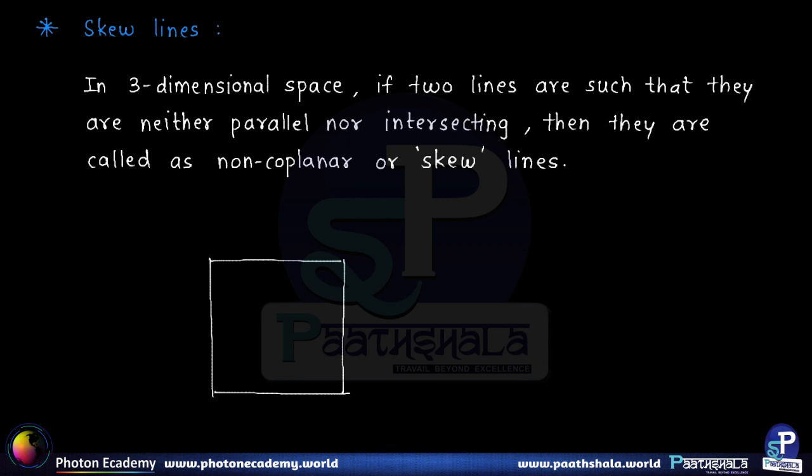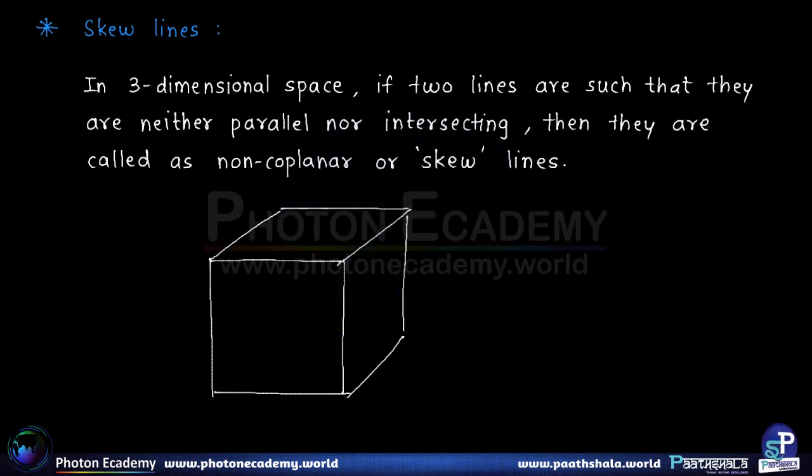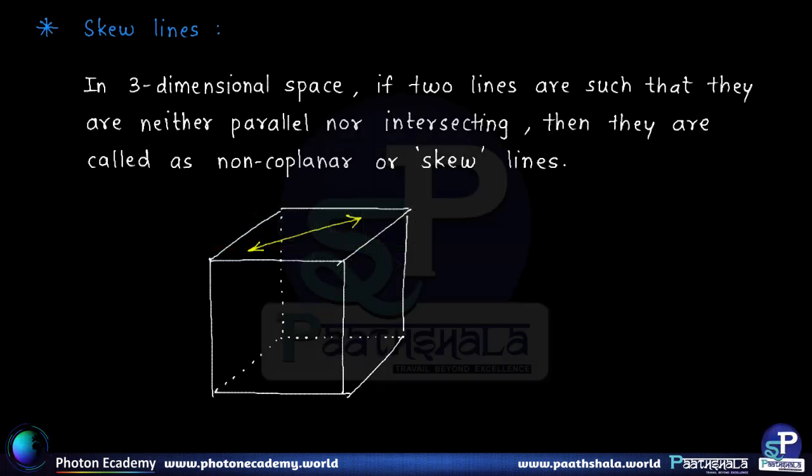Now as an example of how skew lines might look or where they might be located, let us consider a box-like shape. I'm showing the edges which are behind, which we can't see, in dotted lines. Now let's consider a line which is lying on the topmost face of the box like this, and let's consider another line which is lying in the lower flat face of that particular box.